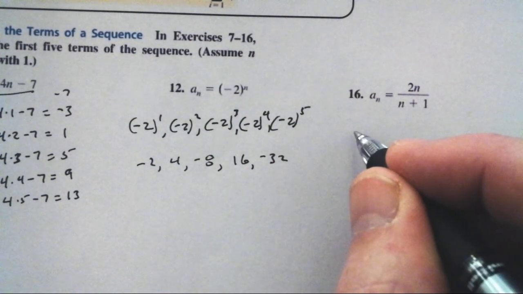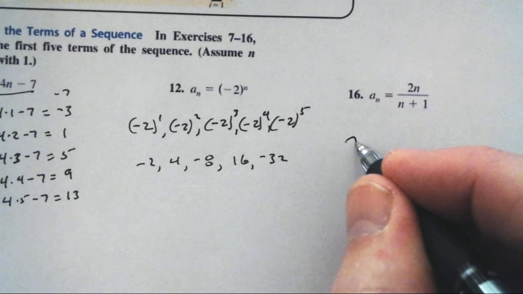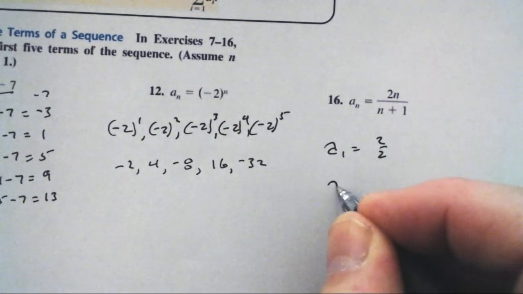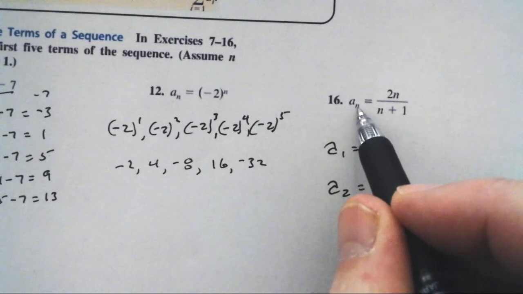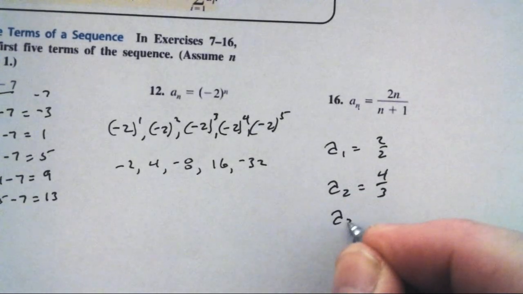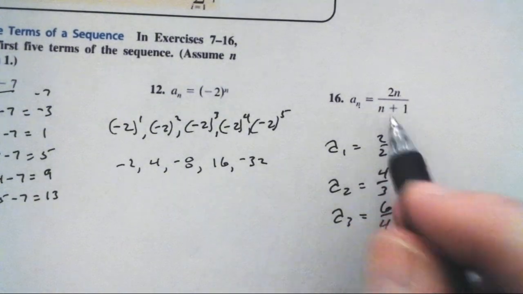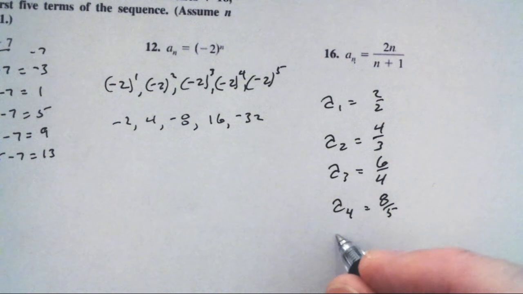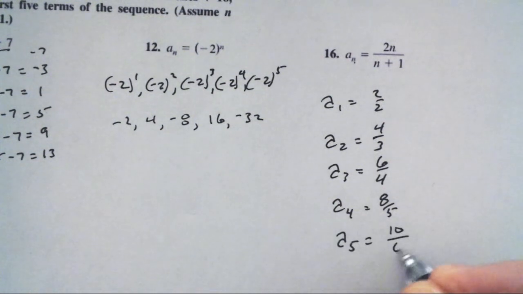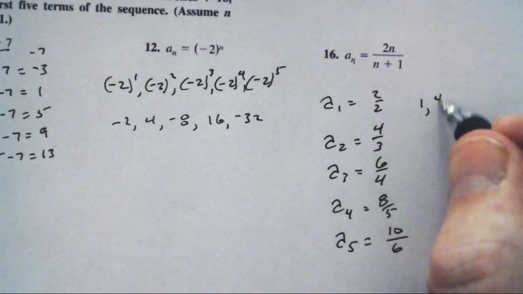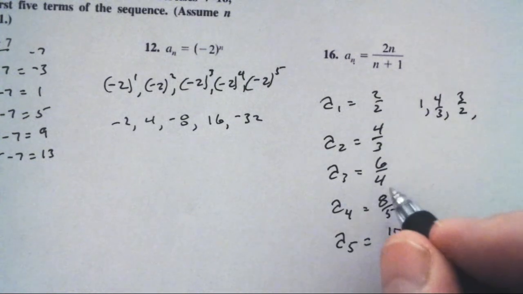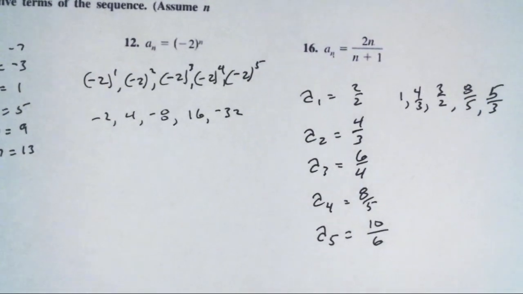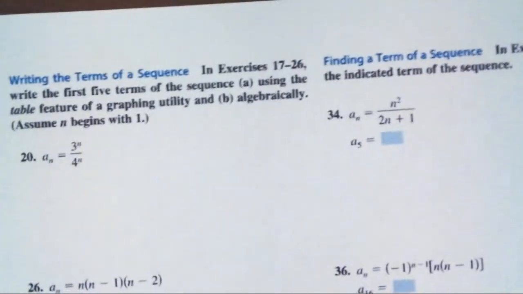Okay, so let's go numerator, denominator, and let's not reduce. We'll save the reducing. So A1, and I could do it in this little comma form, but that's going to be when n is 1, I get 2 on 2. A2, when n is 2, I get 4 on 3. When n is 3, I get 6 on 4. When n is 4, I get 8 on 5. And when n is 5, I get 2 times 5, 10 on 6. Or my sequence becomes 1, 4 thirds, 3 halves, 8 fifths, 10 sixths, 5 thirds. And that is it. Not too bad.